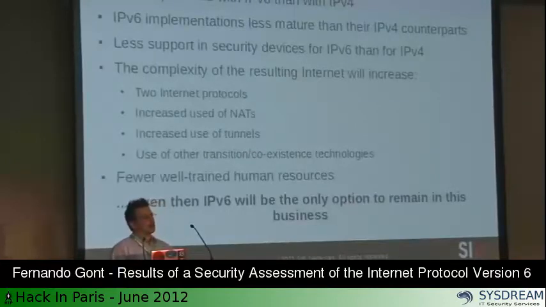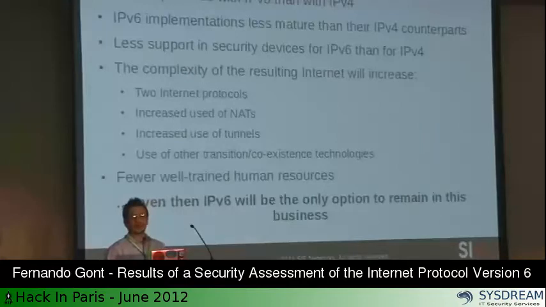Another aspect that will affect everyone, not just people doing IPv6 deployment right now, is that the complexity of the resulting internet will increase, and quite a lot. If you think about it, we will be running two internet protocols in parallel, which means that if you have dual stack deployed in a computer network, you will be running IPv4 and IPv6 in parallel, essentially two logical networks that are overlapping on the physical network in many cases.